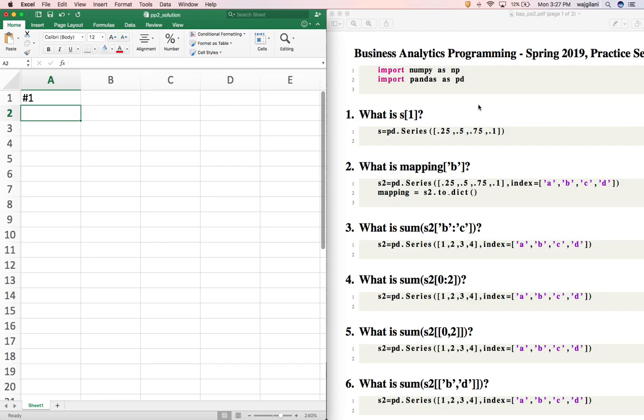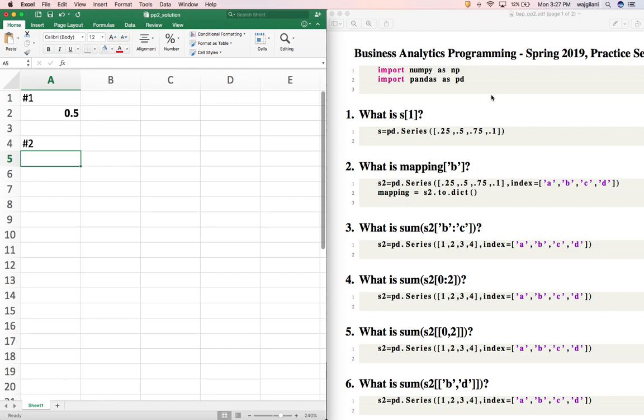So here in this case, this series, S of 1, operates the same way as a list or an array would. It's basically going to be the second value. So your answer is 0.5. Okay, it gives you the second value. Number two.